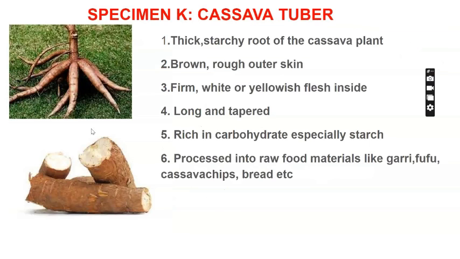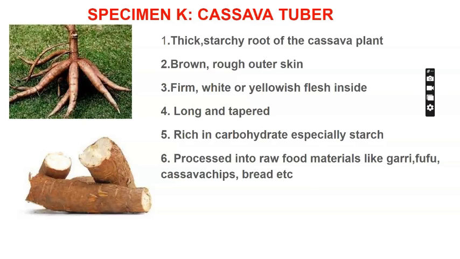Then specimen K, which is our cassava tuber. The tuber has thick starchy roots of the cassava plant. That is what the tuber is. The skin is brown and rough. It has a white or yellowish flesh inside of it, depending on the species. It's very rich in carbohydrates, especially starch.